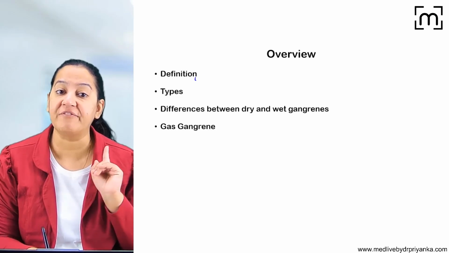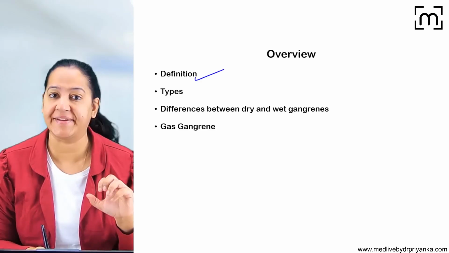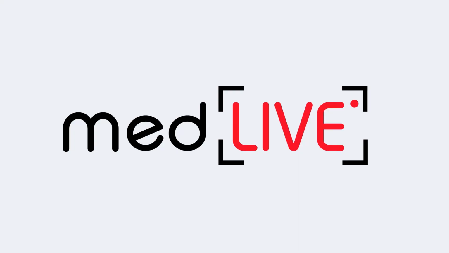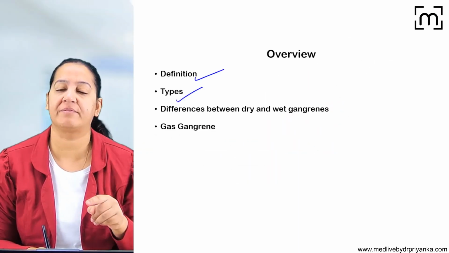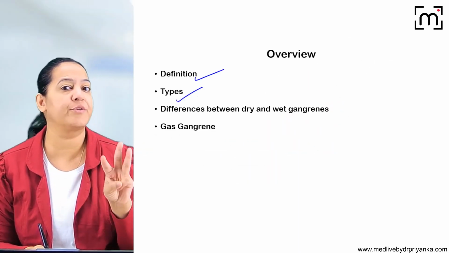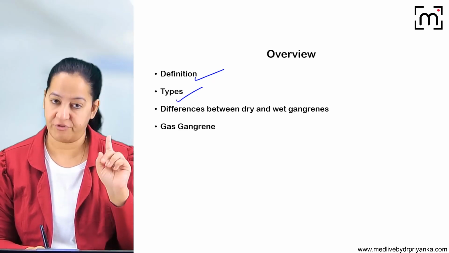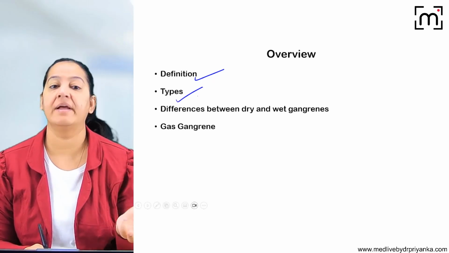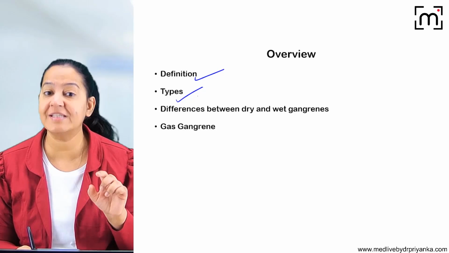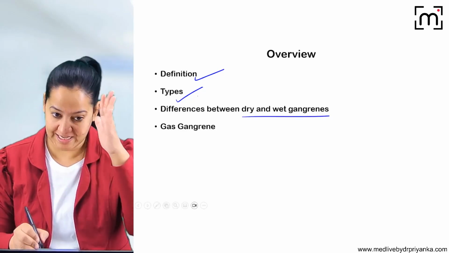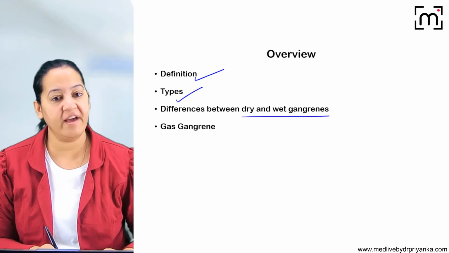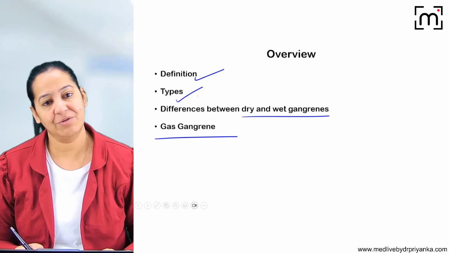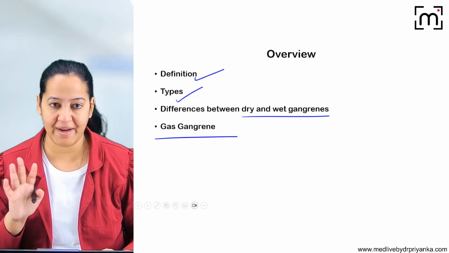First, I will let you know the definition of gangrene. What is gangrene? Define it. Then tell me the types of gangrene. There are three types of gangrene and we are going to discuss all three in detail: dry gangrene, wet gangrene and gas gangrene. Then usually you get a question on the differences between dry and wet gangrene, so I will tell you the table which differentiates the two. And finally a short note on gas gangrene. One by one we will discuss the topic under these headings.